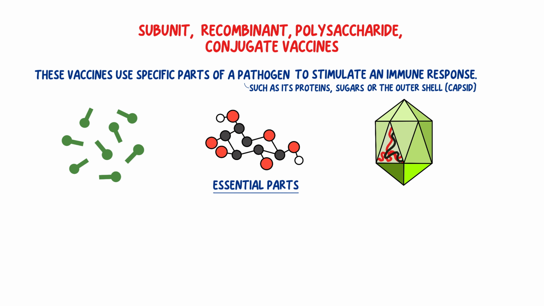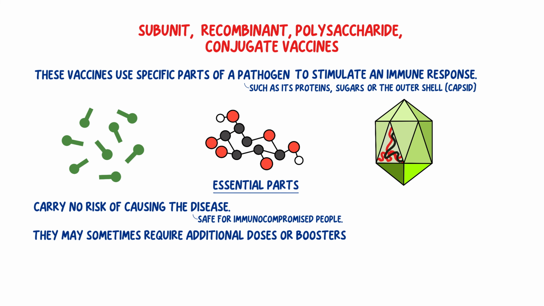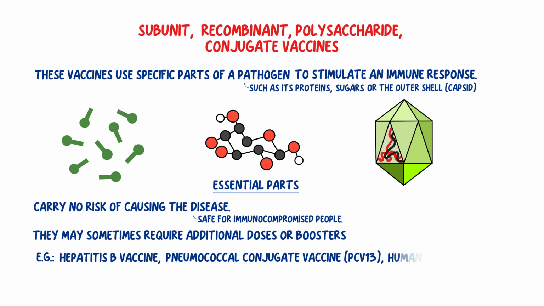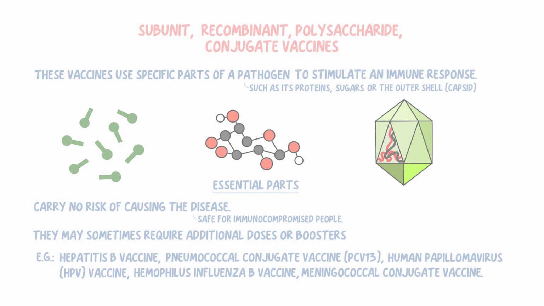Since they do not contain live pathogens, these vaccines carry no risk of causing the disease, making them especially safe for people with weakened immune systems, such as those undergoing chemotherapy or with conditions like HIV. However, because these vaccines target only certain parts of the pathogen, they may sometimes require additional doses or boosters to ensure long-lasting immunity. Examples include the hepatitis B vaccine, the pneumococcal conjugate vaccine, the human papillomavirus vaccine, the Haemophilus influenzae type B vaccine, and the meningococcal conjugate vaccine.